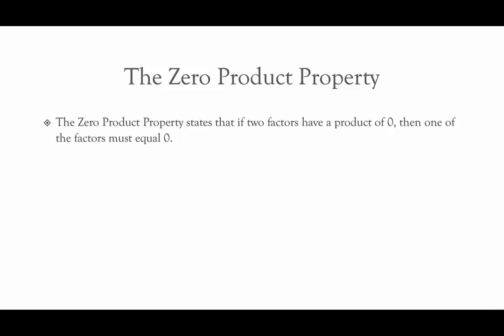It states that if two or more factors have a product of zero, then one of the factors must be equal to zero. That's the only way we can get a product of zero. The short of this is to say A times B equals 0. If this is true, then either A must equal 0 or B must equal 0, because those are the two things that are being multiplied and their product is 0. That's the only possible way that would be true.